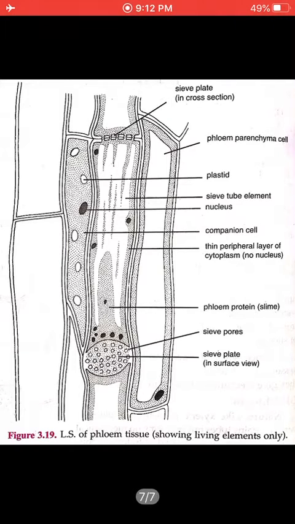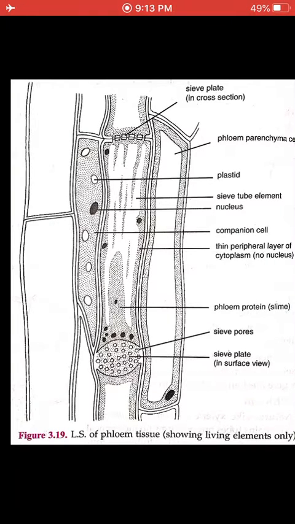LS of phloem tissue. In this you will find the sieve tube on the upper part of the cell. Sieve tube is there, phloem parenchyma is there, plastids are visible over there, sieve tube elements are there, companion cell is there. There are 4 elements by which phloem is formed: first is sieve tube, second is companion cells, then phloem parenchyma, and then phloem fiber. They are all visible in the figure, you can see easily.